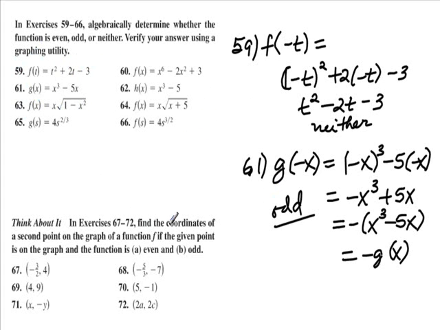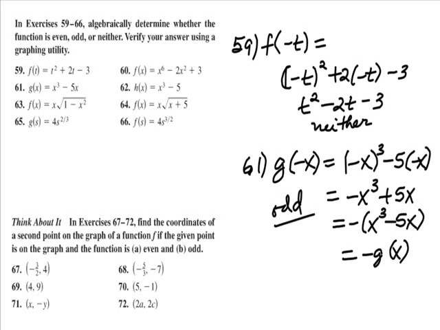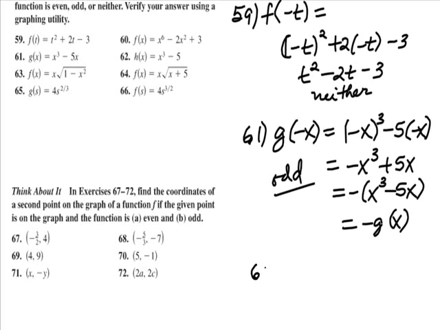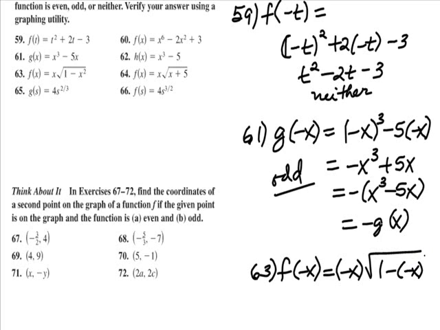Now let's look at number 63 and then we'll finish this out. 63 is f of x is x times the square root of 1 minus x squared. So if we plug in negative x in place of x, we would get negative x times the square root of 1 minus a negative x squared. And so here that's negative x times the square root of 1 minus, when we square a negative x, we get just x squared.